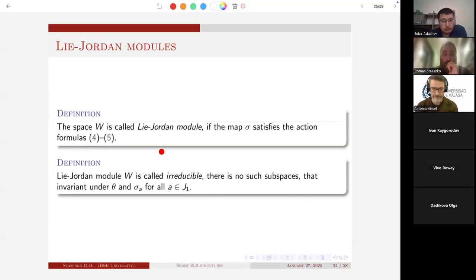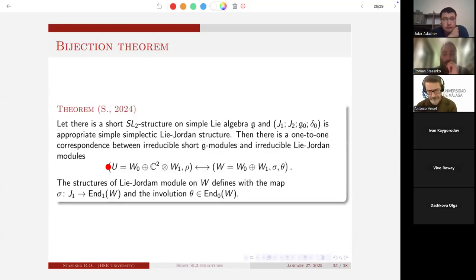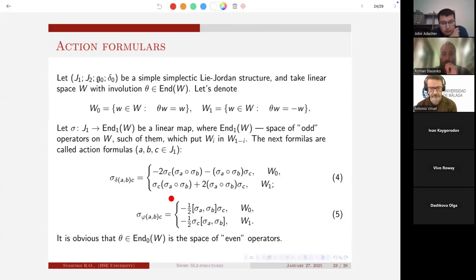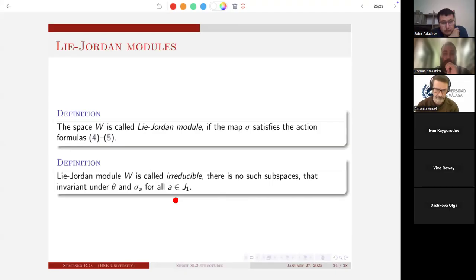So the answer here is so hard that there is a one-to-one correspondence between this SL2 structure on the simple algebra and its Lie model, and such an object as we called the irreducible Lie Jordan module. If the map sigma satisfies these formulas, we call such a vector space a Lie Jordan module.